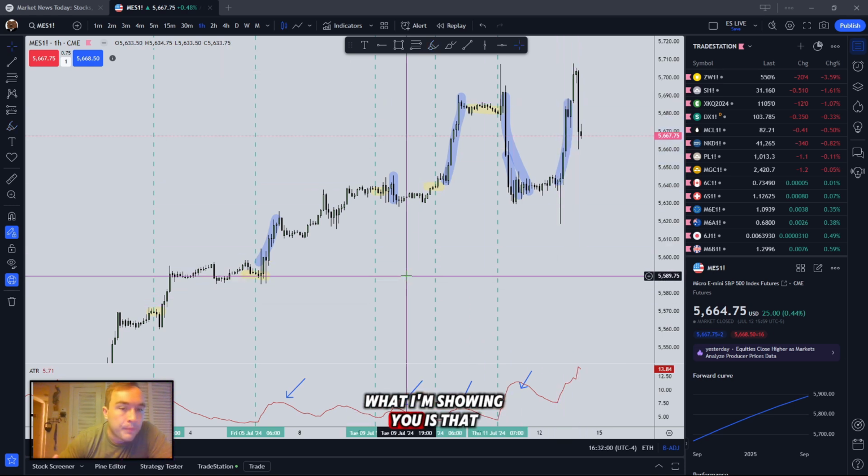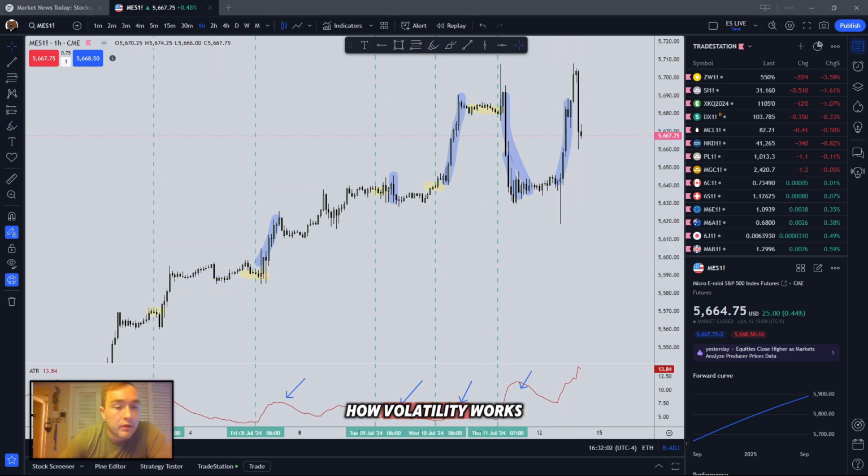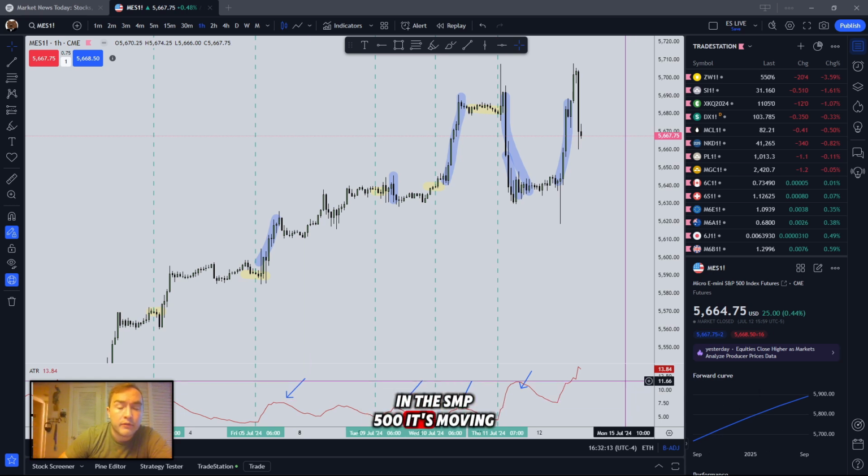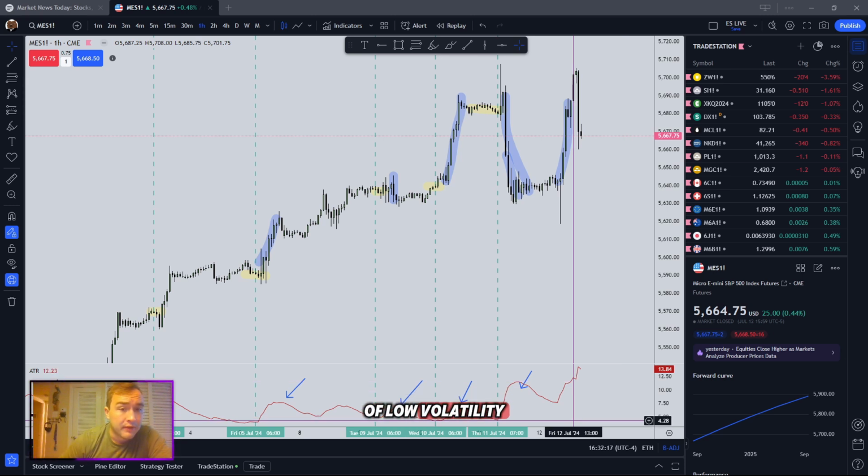What I'm showing you is how volatility works: it works on a cycle. The market goes from periods of high volatility, where every single hour it's moving a lot, or on average in the S&P 500, it's moving like 12 points an hour. And then it's followed by a period of low volatility where it's only going to move about 4 points an hour. Now, guys, why is this so critical?